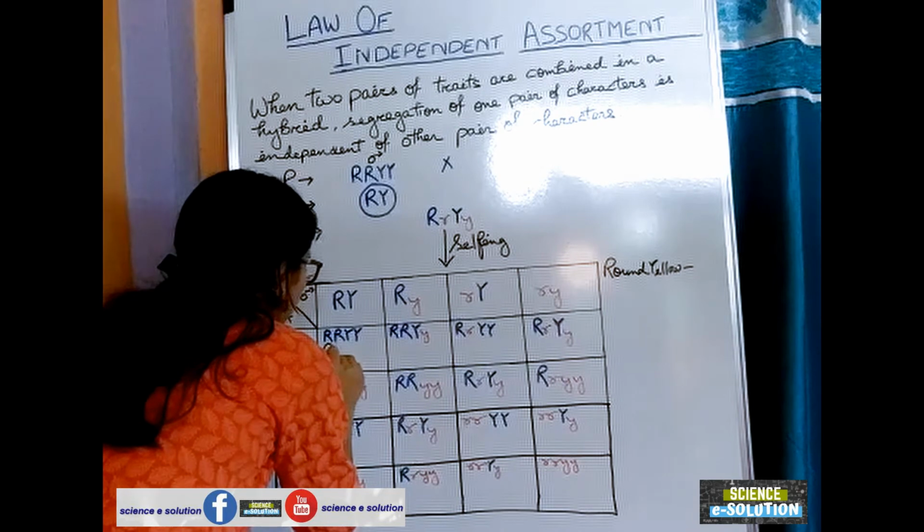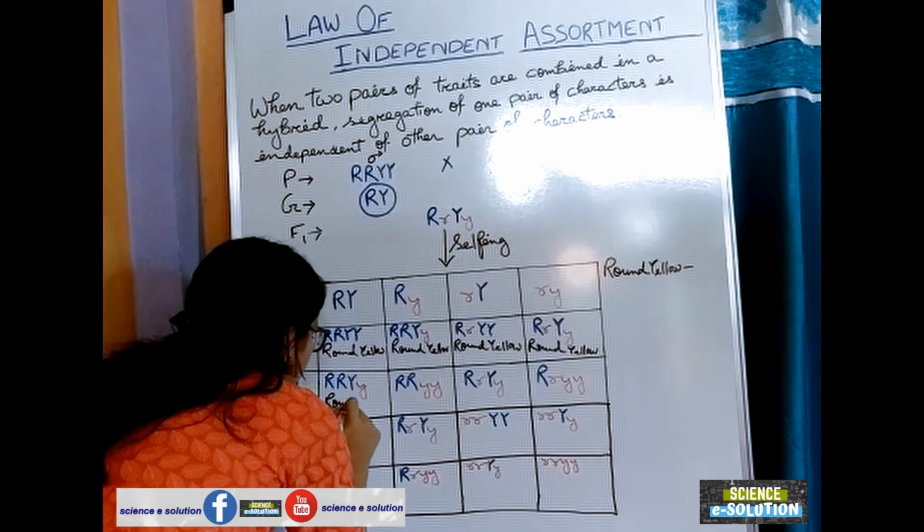This one is also round yellow because for round it's double dominant, and for yellow it contains the dominant genes. It is also round and yellow. This one is also round and yellow. You can see only one recessive gene for round, but this dominant one dominates. So this one is also round yellow. Like this you go on doing. This one will also be round and yellow, as the dominant yellow is present.